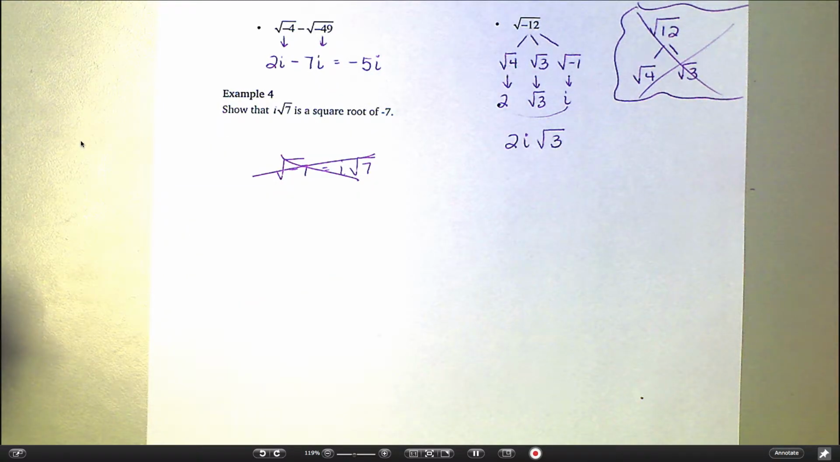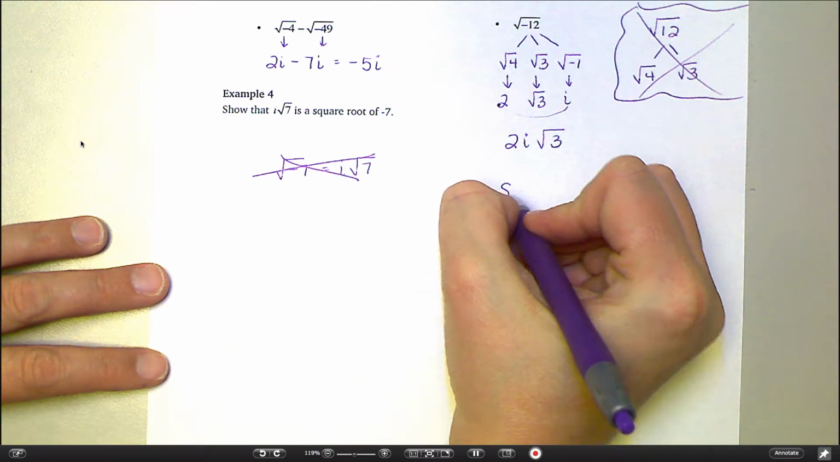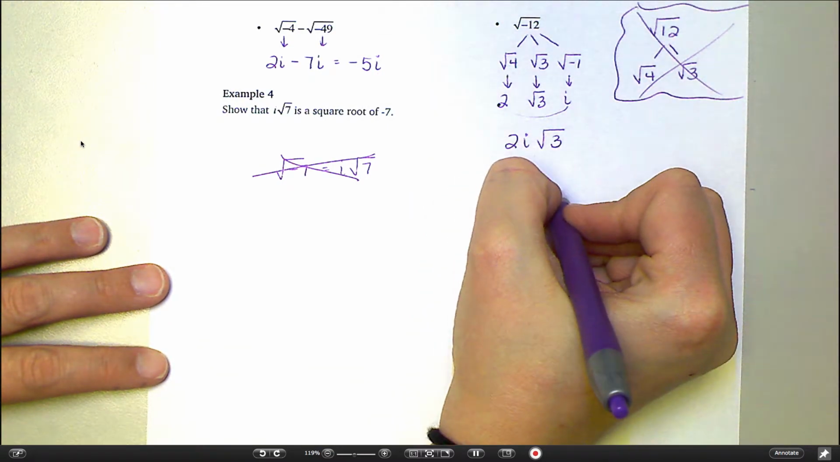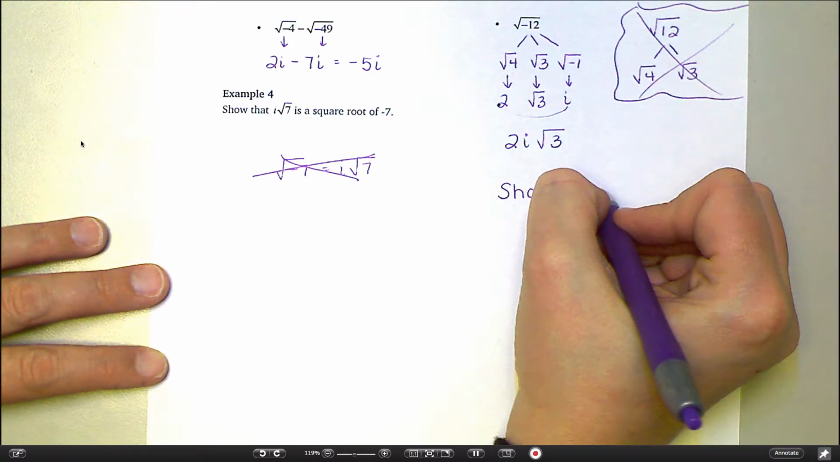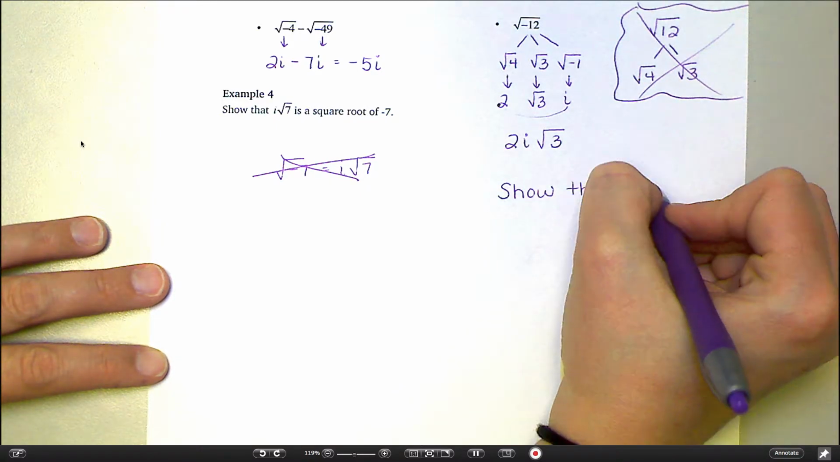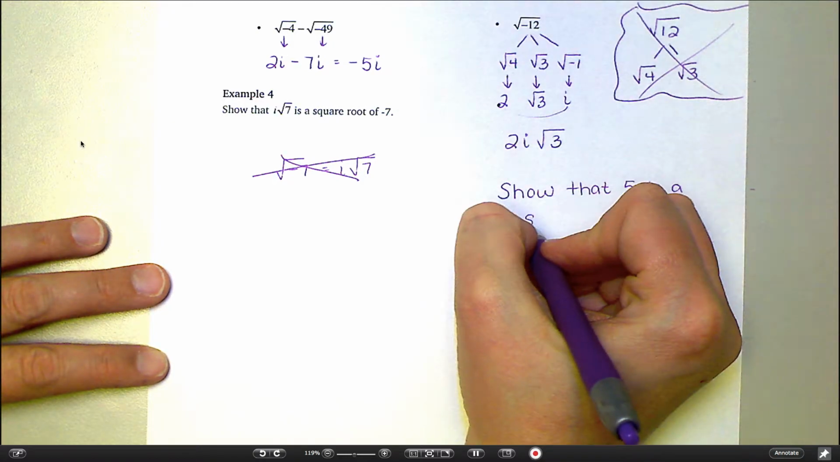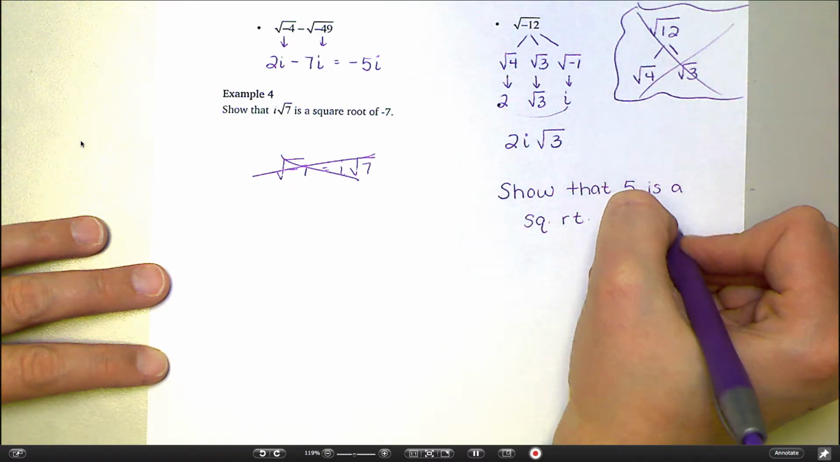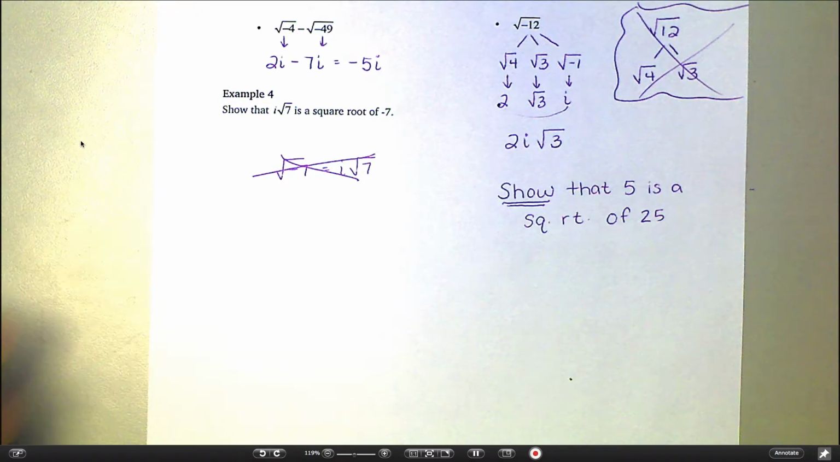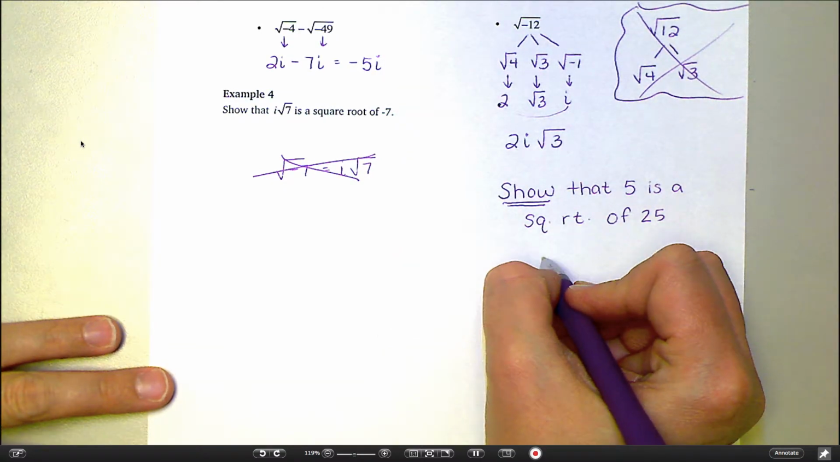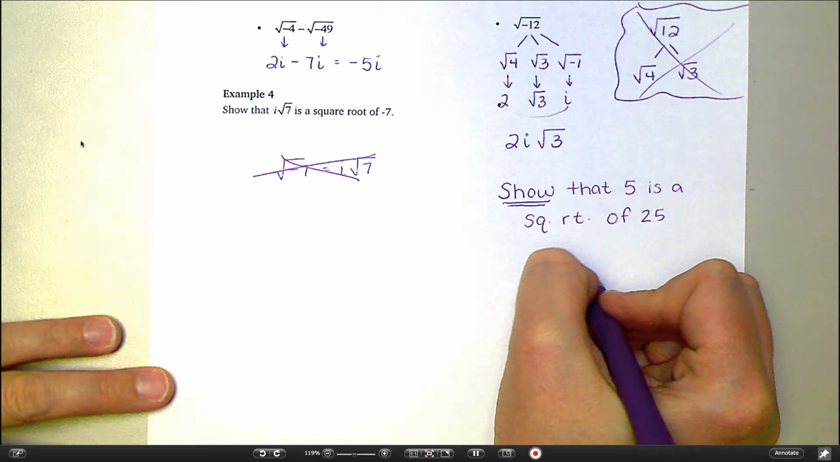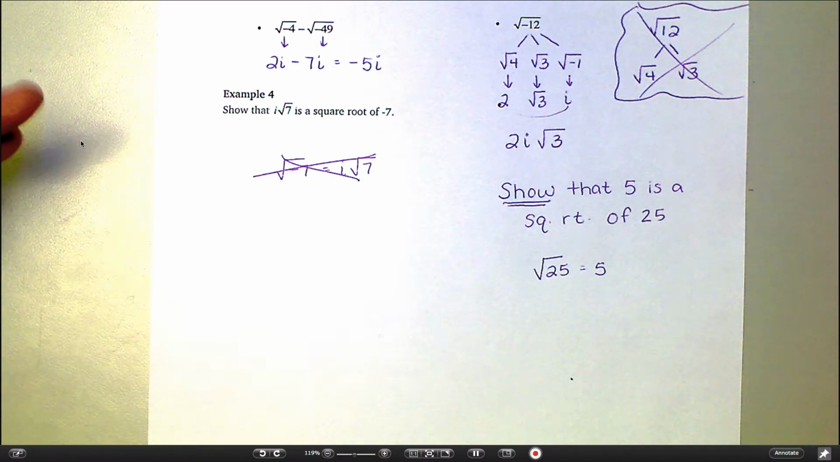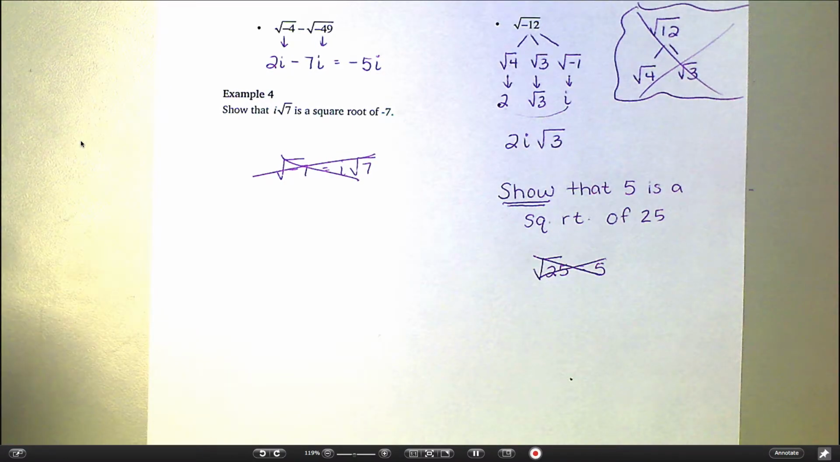I want you to think about, if I told you to show me that 5 is a square root of 25. If I wanted you to show me that, convince me of that, it wouldn't be enough for you to just say, well, because the square root of 25 is equal to 5. That's not showing me why that's true, okay? I want to know why we know that's a true statement, okay?